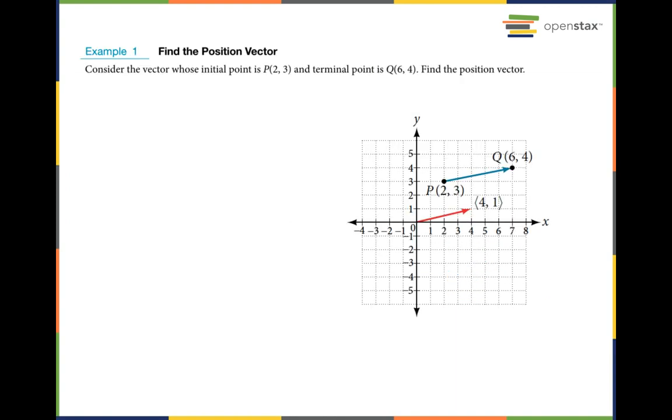All right, so let's do an example. Find the position vector. They tell us it starts at 2, 3, and the terminal point is 6, 4. Find the position vector. So in our mind, we can just imagine, what happens if we scoot this back and this point is down here at the origin? Just looking at this, we can ask, what is the x component? Well, we can say 1, 2, 3, 4, 5.